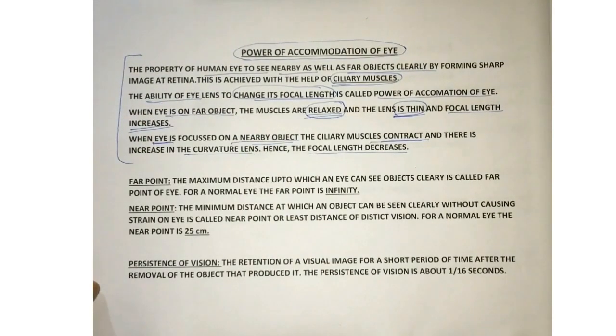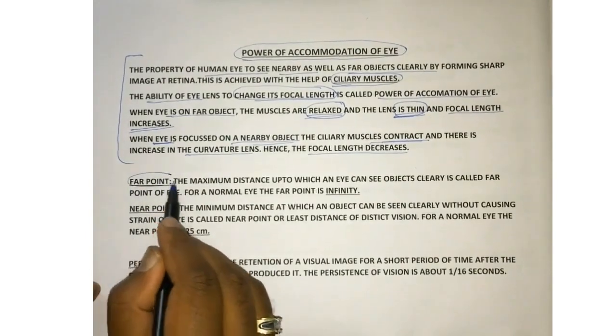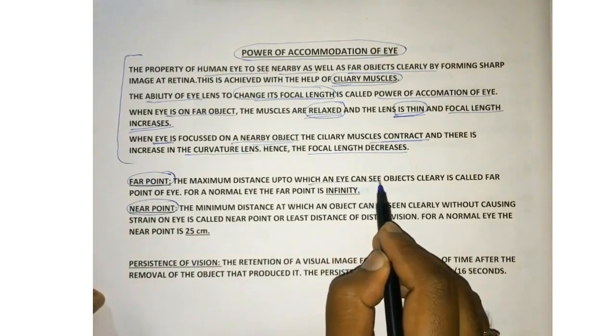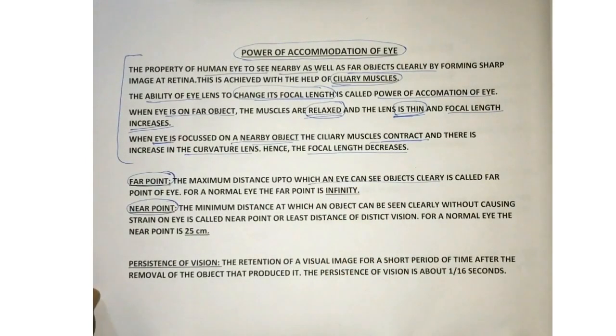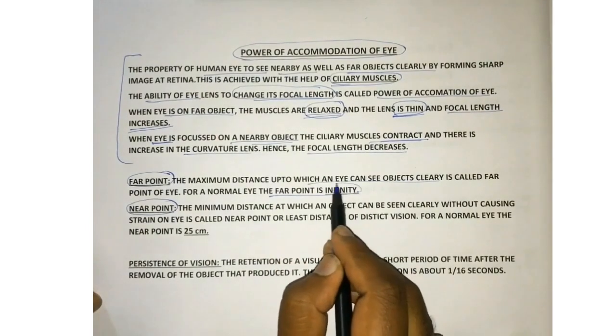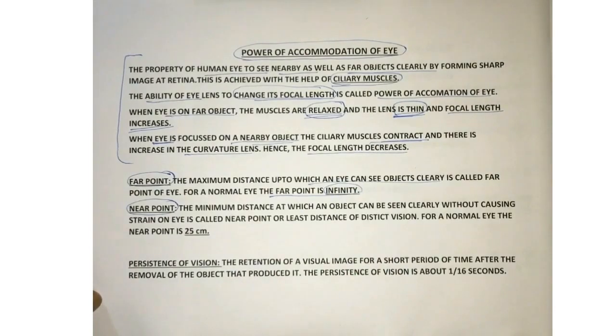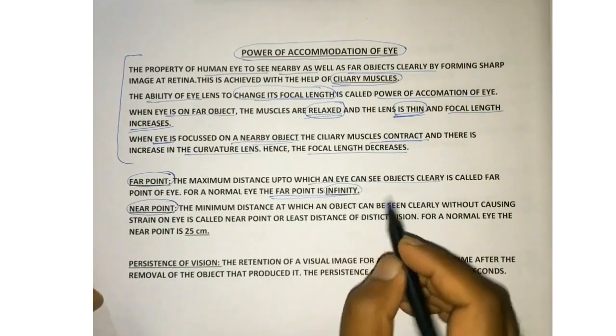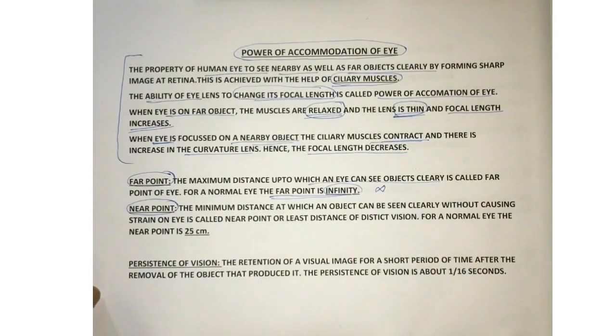Clear? Now let us discuss far point and near point. What is far point? It is the point or distance up to which an eye can see an object clearly. For a normal eye, the far point is infinity. A normal eye can see objects at infinite distance. So the far point of a normal eye is infinity.